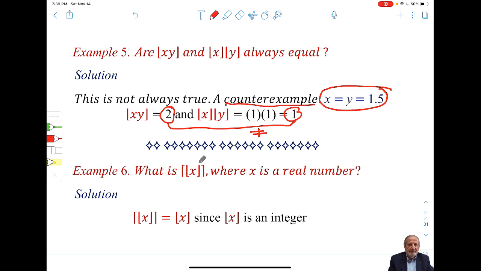Now, what is the ceiling function of the floor function of x for any real number x? Now remember, the floor of x is an integer, so the ceiling function of an integer is itself. So you get this as an answer.